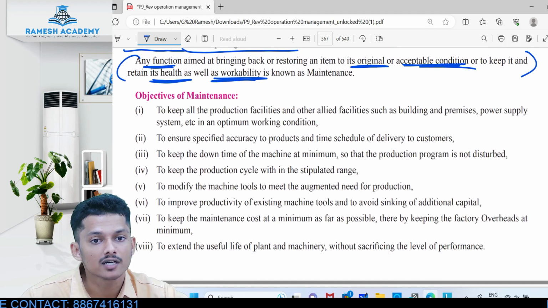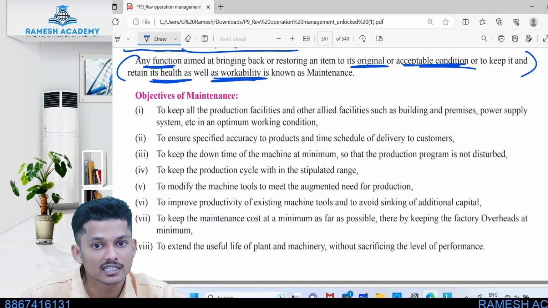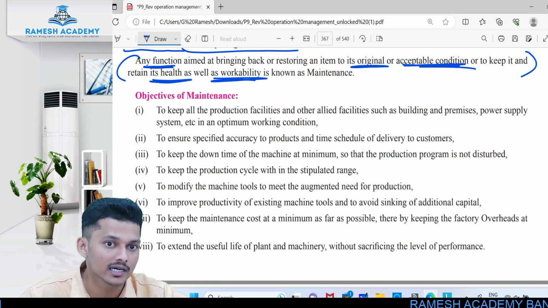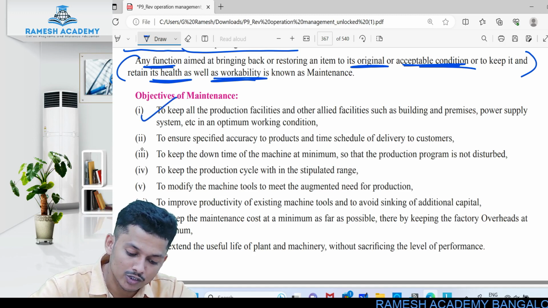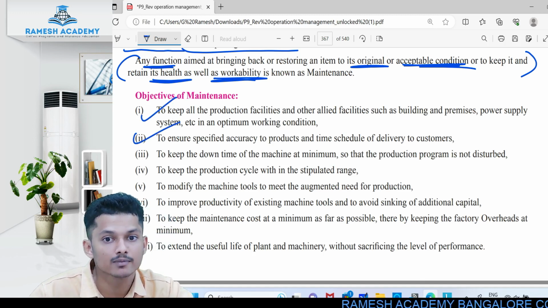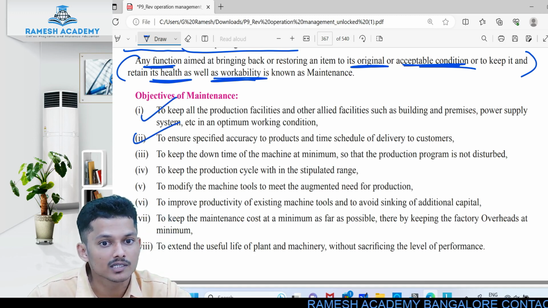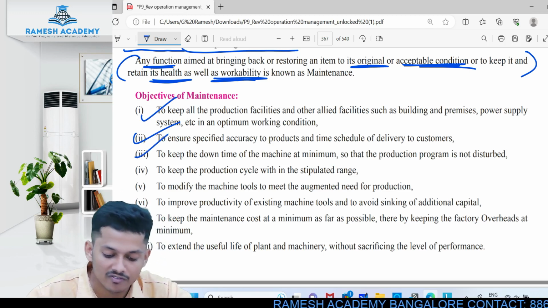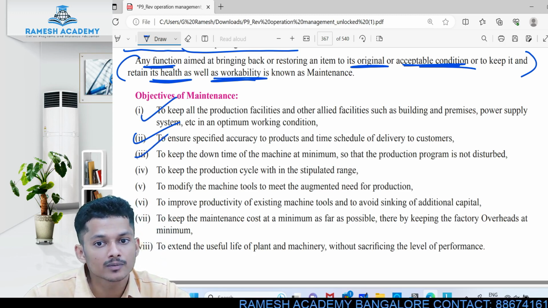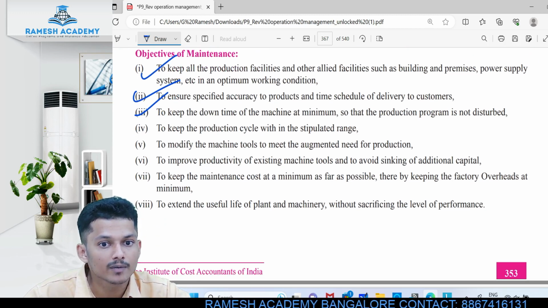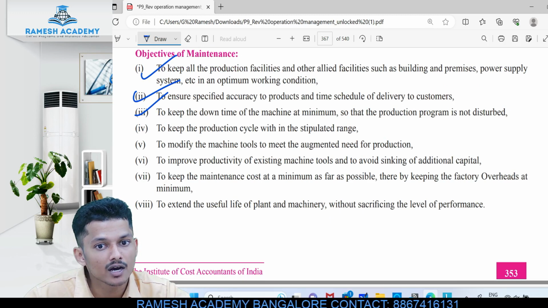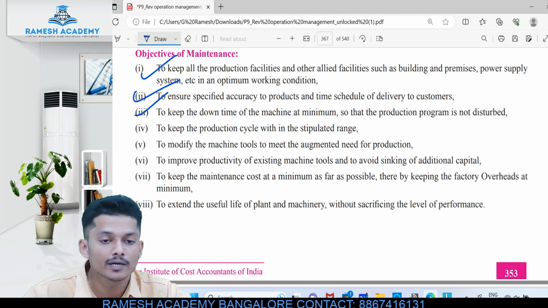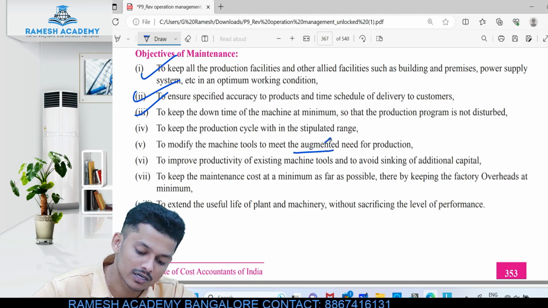Next, objectives of maintenance: to keep all the production facilities and other allied facilities such as buildings and premises, power supply system, etc. in optimum working condition; to ensure specified accuracy of production and time schedule of delivery to customers; to keep downtime of the machine at a minimum so that the production program is not disturbed; to keep the production cycle within the stipulated range; to modify the machine tools to meet the augmented need, where augmented means extra add-on services.